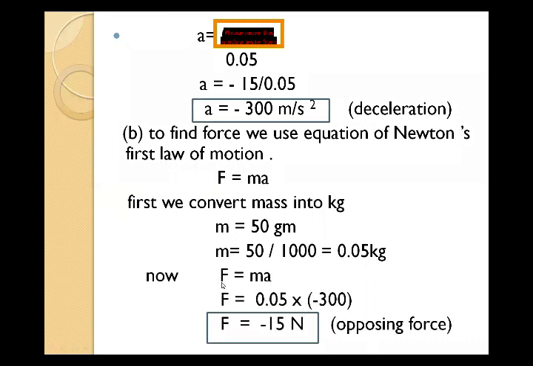Now we use the formula F equals ma, and by putting in the values of mass and acceleration, we get the force, that is minus 15 Newton. And remember, students, we again have a negative sign, and this negative sign shows that the force is the opposing force, because it stops the bullet. That's why we call it opposing force. Acceleration also has a negative sign, which shows that it is a deceleration.